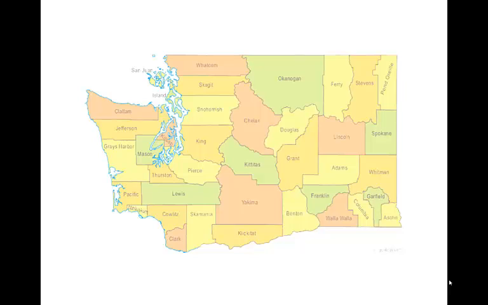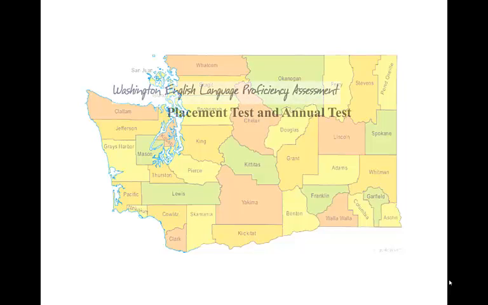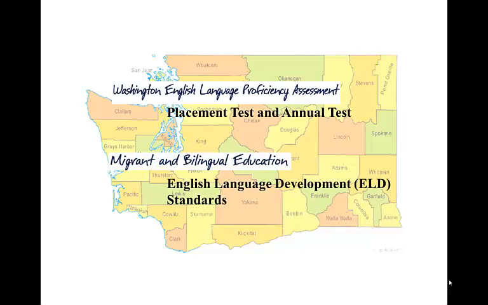In addition to the required content exams, ELL students must also take an annual English language proficiency test to demonstrate English language development in reading, writing, listening, and speaking every year. States are required to have English language proficiency standards in place to guide instruction of language development. In Washington State, the Washington English Language Proficiency Assessment, WELPA, is available for placement and the annual test.